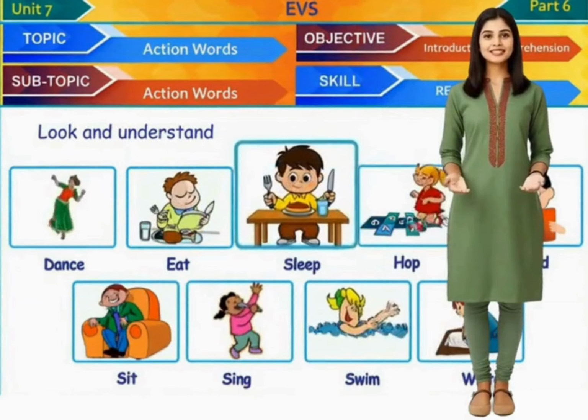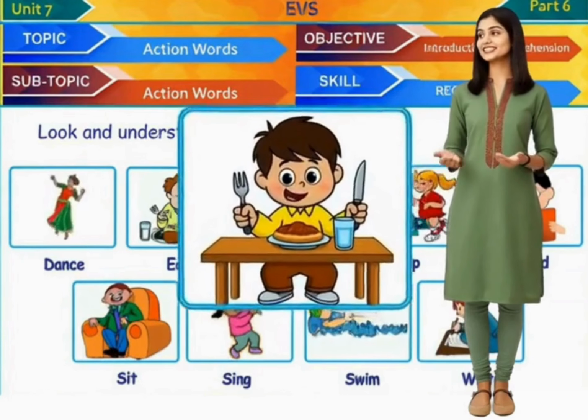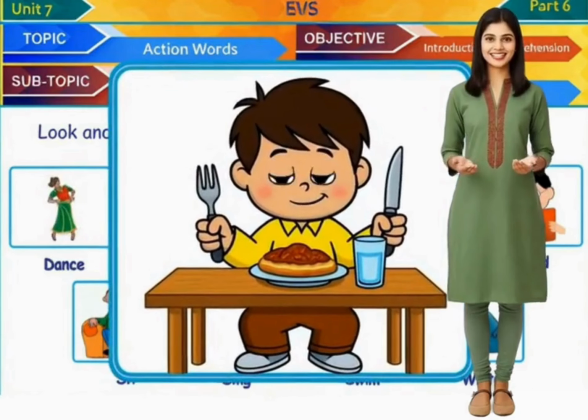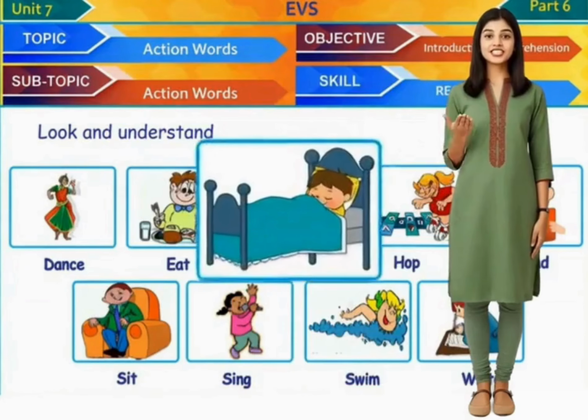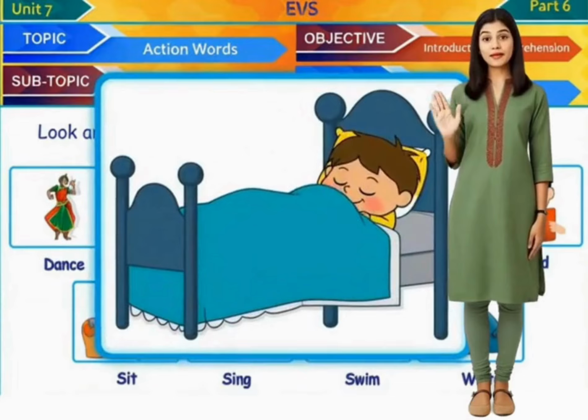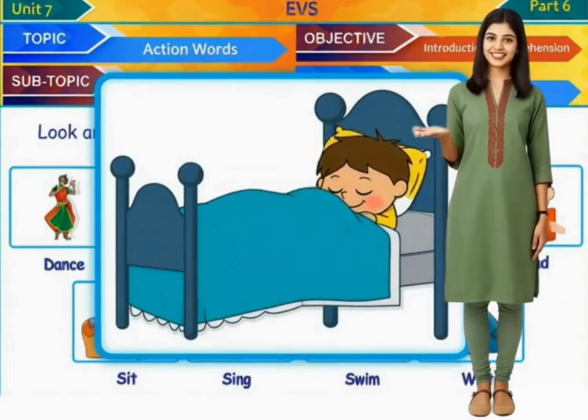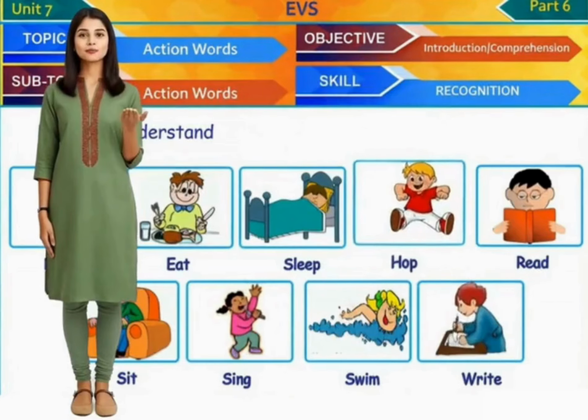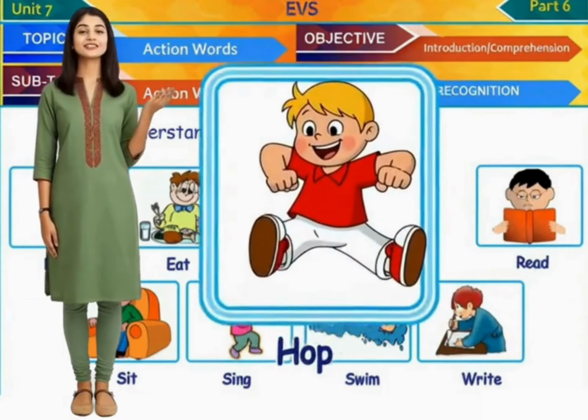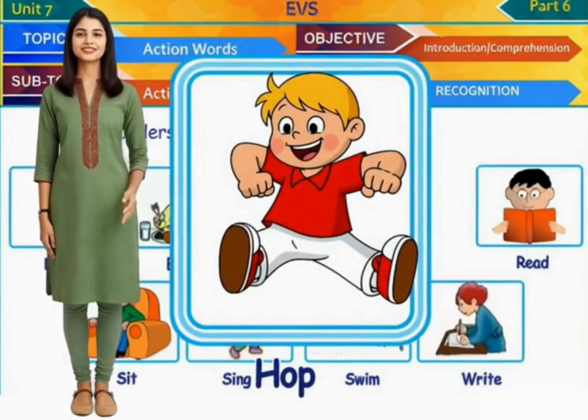Now children, eat means taking food into our mouth. Eating helps us grow strong and stay healthy. Children, sleep means resting our body and mind. We sleep at night to feel fresh and active the next day. Now look at hop. Hop means jumping lightly. It is a fun action. Look at the page carefully.